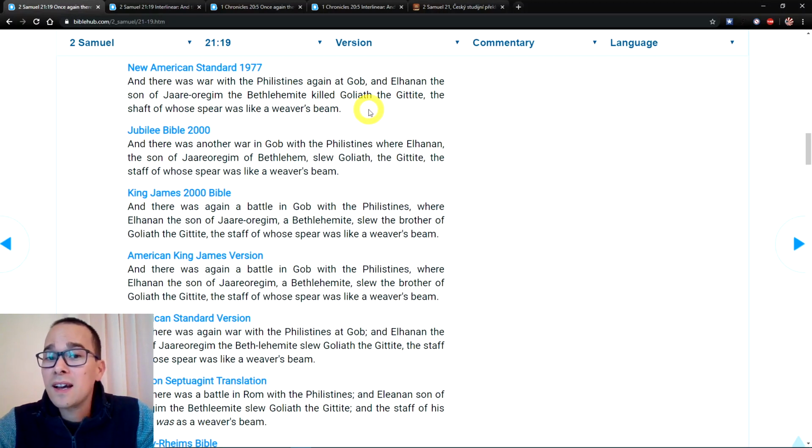Maybe it's a different Goliath. I don't think so, because it's written, the shaft of whose spear was like a weaver's beam. That's exactly the same thing that is written in 1 Samuel 17 when it's talking about how David killed Goliath. It says the shaft of his spear was like a weaver's beam. So this little phrase serves to identify the Goliath. There's not two Goliaths, there's just one.